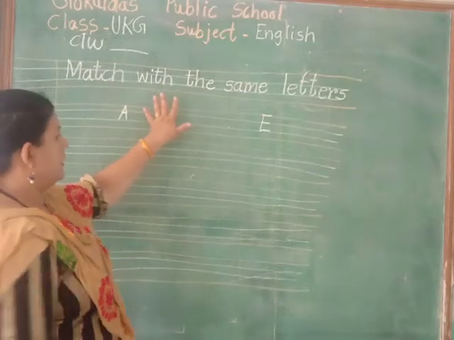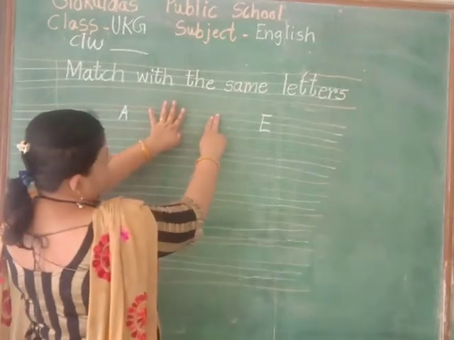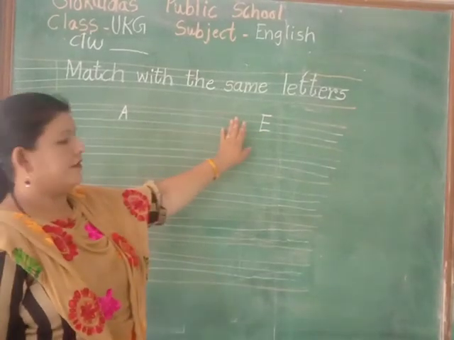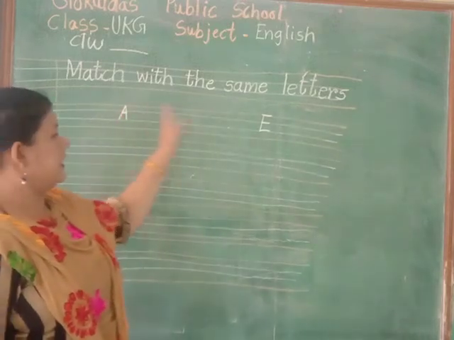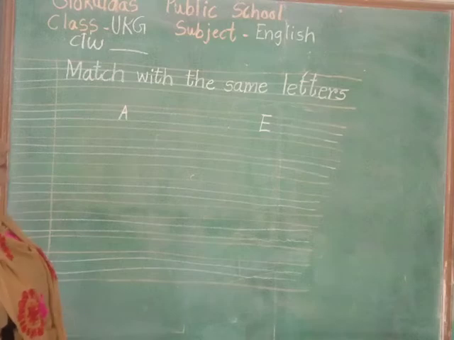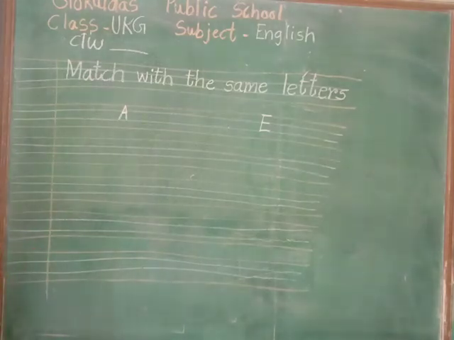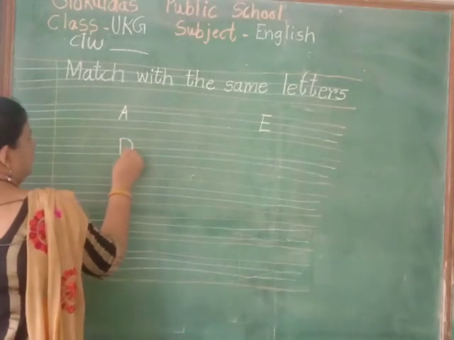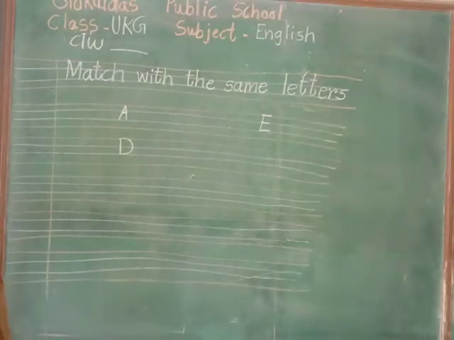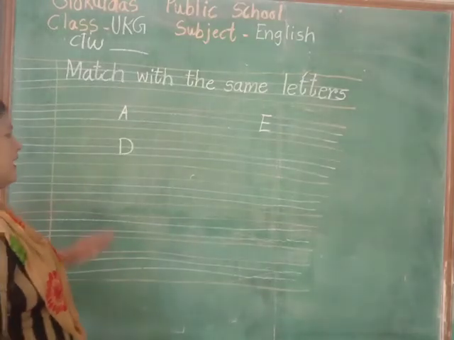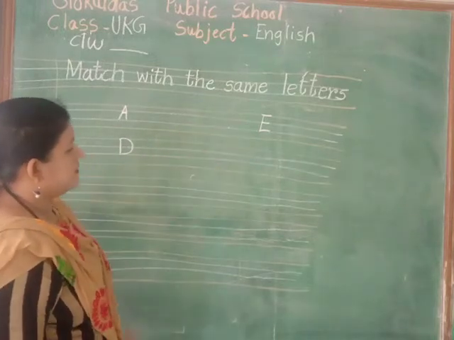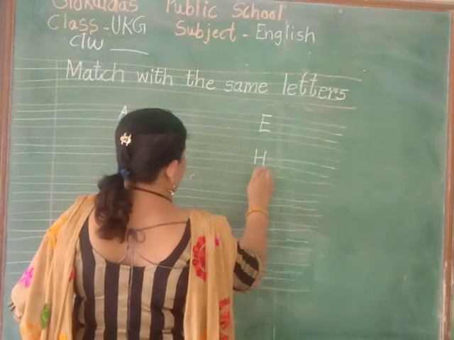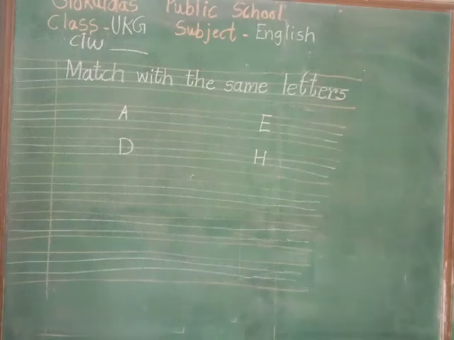After this A, take 6 finger distance. Done. Take a distance between A and E, otherwise you cannot match. Done. Now go to the next line. Write down here, D. Done. After D, go to the next. Write down here, H. Don't go out of the line. Write nicely.